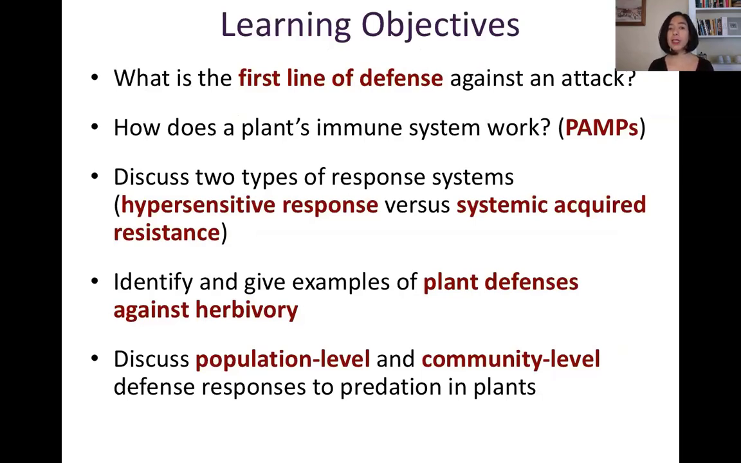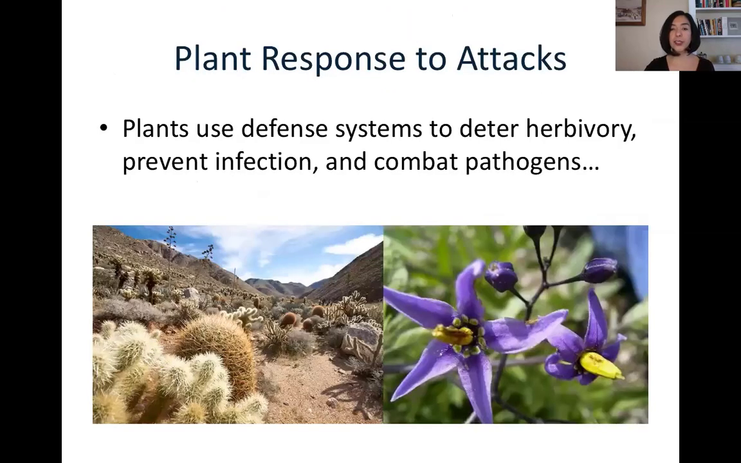Today we're going to learn about the first line of defense and the plant's immune system, because actually plants have an immune system. There are two types of responses. One is the hypersensitive response, and the other one is the systemic acquired resistance. So we're going to learn about that and the advantage of having these two types of systems. And we're going to identify and get familiar with different examples of plant defenses and how they have evolved in different environments. And finally, we're going to discuss a little bit of the population level and community level types of defenses in these plants when they are under stressful conditions, being eaten by predators.